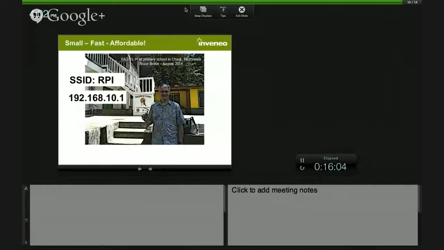If you want to take a look at what that content looks like, I've got this one running, and if you connect to the SSID RPI and point your web browser there, you can actually look at the content live, what's running on here. And so we've actually started distributing some of these out to schools in the Pacific. I was just in Micronesia in August, and we started distributing these with Micronesian-based content out to those schools.